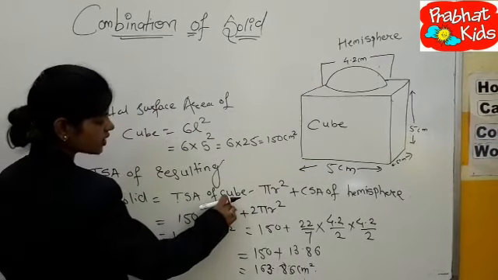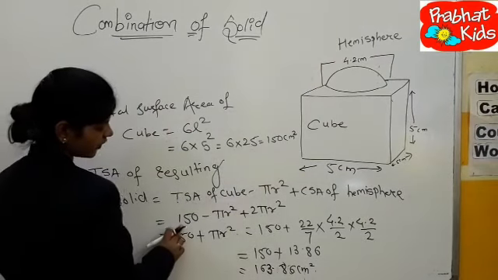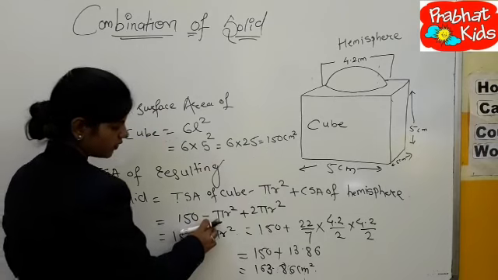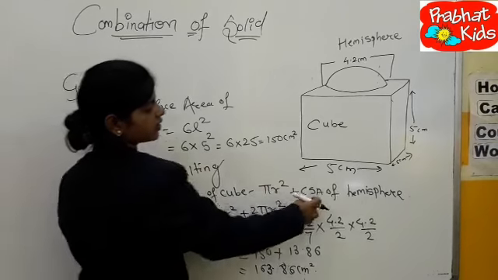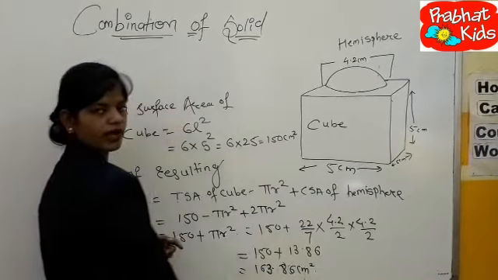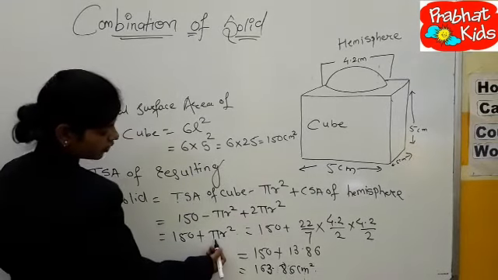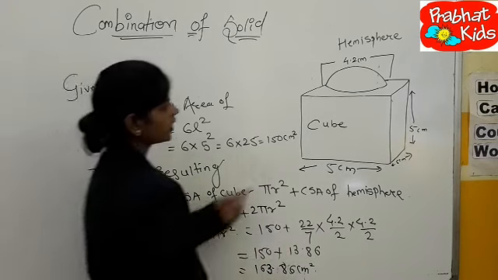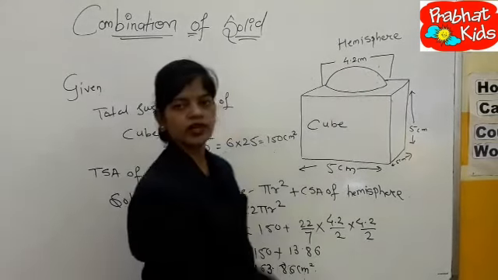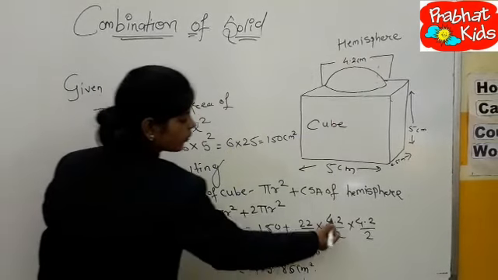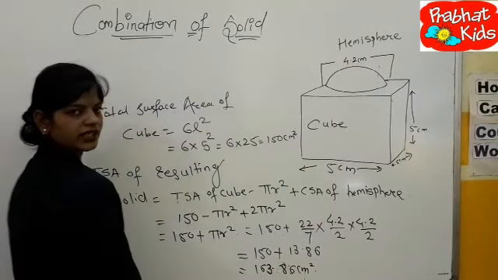What is the total surface area of the cube? We have found it is 150 centimeter square. We have to subtract the circular part, and the curved surface area of the hemisphere is 2 pi r square. We have just calculated this, substituting pi as 22 upon 7, and the radius, since the given value is the complete diameter, is diameter upon 2.